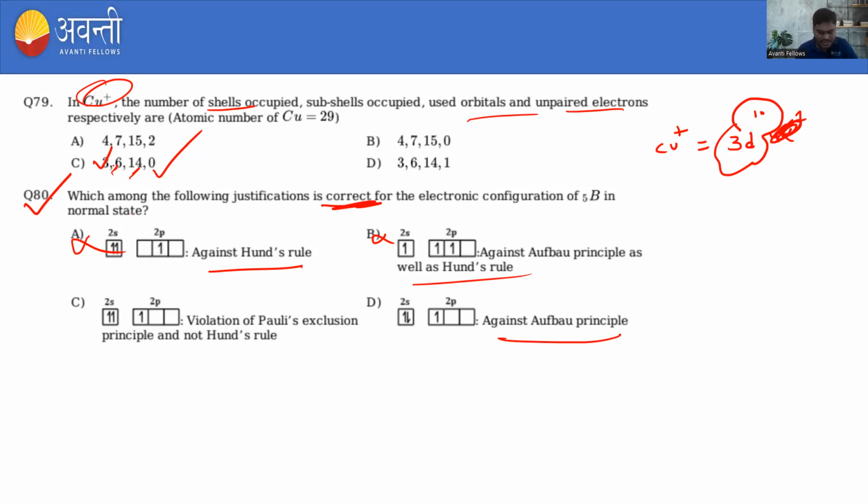Option C is true as only the Pauli exclusion principle is violated, but Hund's rule is not violated. Hund's rule is in favor. The violation of Pauli exclusion principle and not Hund's rule. So this option is absolutely correct.